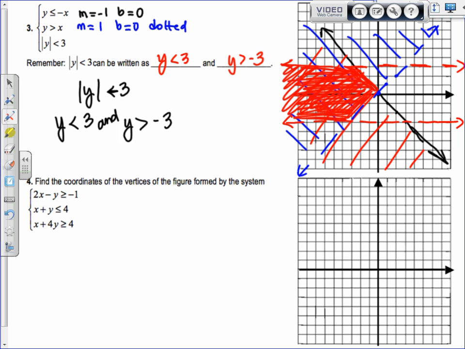All right, so you're probably getting sick of shading at this point. So I'm going to show you a shortcut for the next one, so you don't have to shade everything. You just kind of have to remember where everything is.